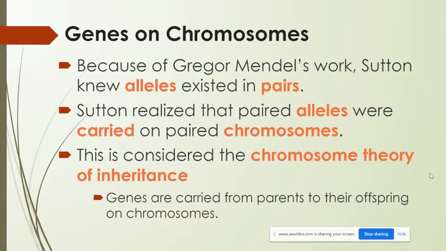So based on this information, and because of Gregor Mendel's work as well, Sutton also knew that alleles existed in pairs. So Sutton realized that paired alleles were carried on paired chromosomes, so they matched together. And this is considered the chromosome theory of inheritance. So those genes are carried from parent to their offspring on chromosomes because of those alleles. So that is how you then get one part of the trait from your mom and one part from the dad.